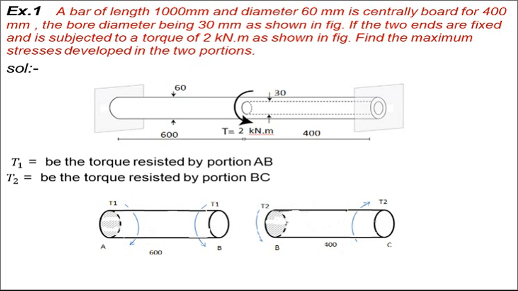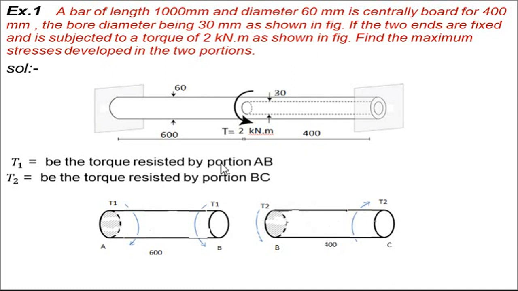So actually this is a problem of a statically indeterminate shaft. In this shaft you can see that there are two types of shafts built in or sleeved with each other. One shaft is of 60 mm diameter, and another smaller shaft is inserted as a sleeve at the other end, which is of diameter 30 mm, and the torque which is applied at the middle of the shaft is 2 kilonewton meter.